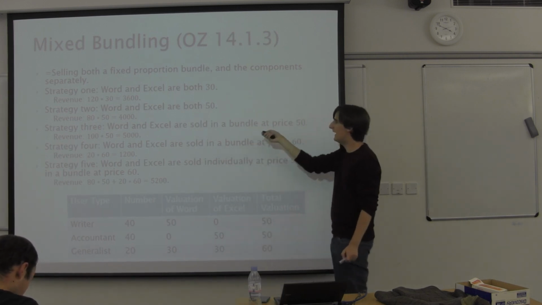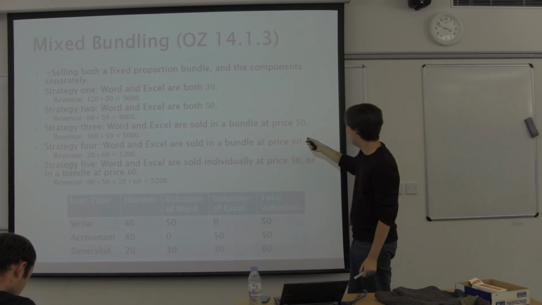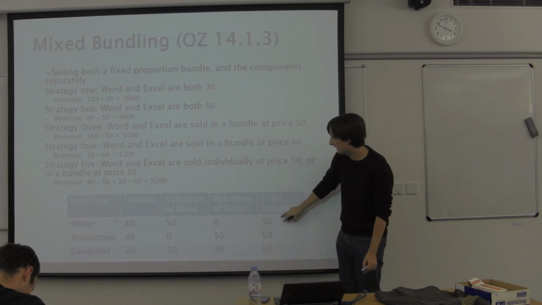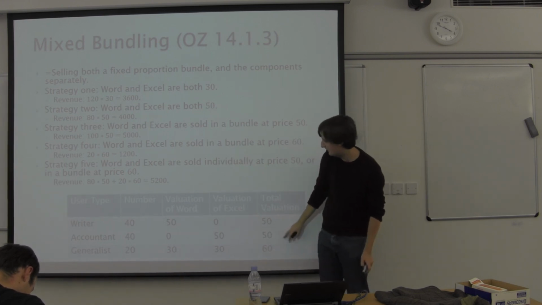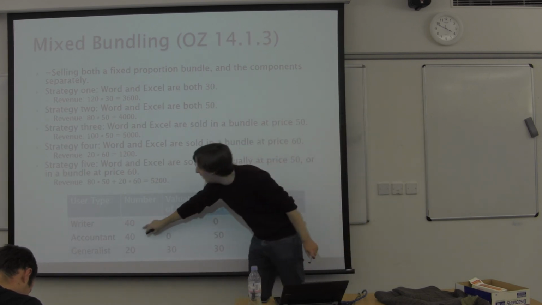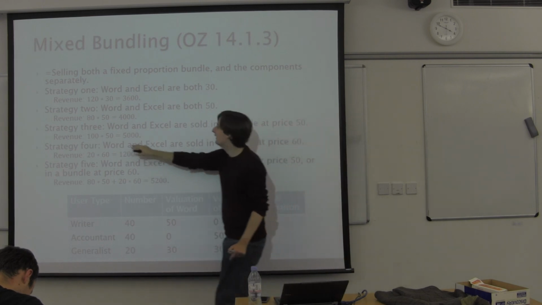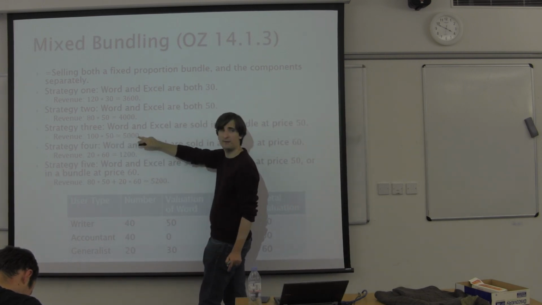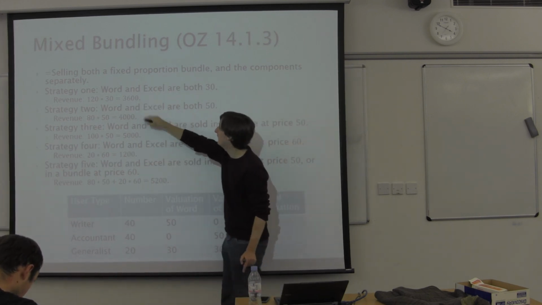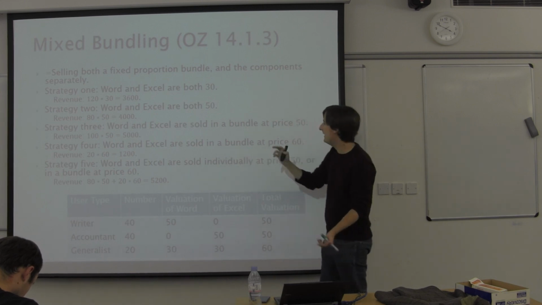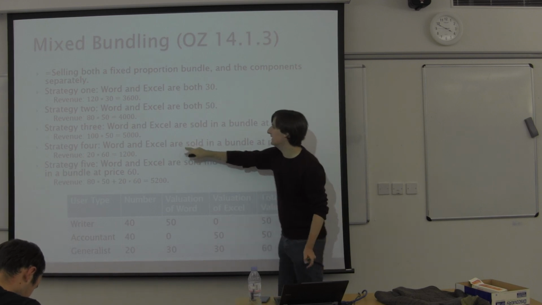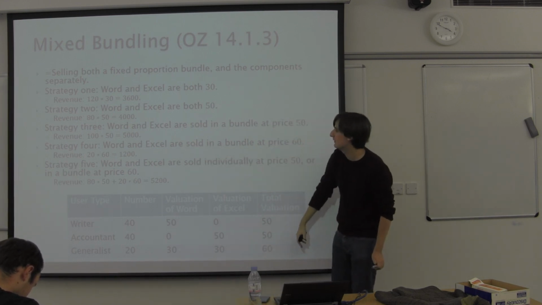You could also sell Word and Excel in a bundle. Maybe you want to sell the bundle at a price of 50. Well, if you sell the bundle at a price of 50, then everyone is prepared to buy. Everyone has a total valuation of 50 or higher. So you sell 100 units of a bundle at 50, makes you 5,000. So bundling is helping here. So that's better than either of those two. But you can also do a mix. This is a silly strategy: you can sell the bundle at an even higher price, but that's not going to help.